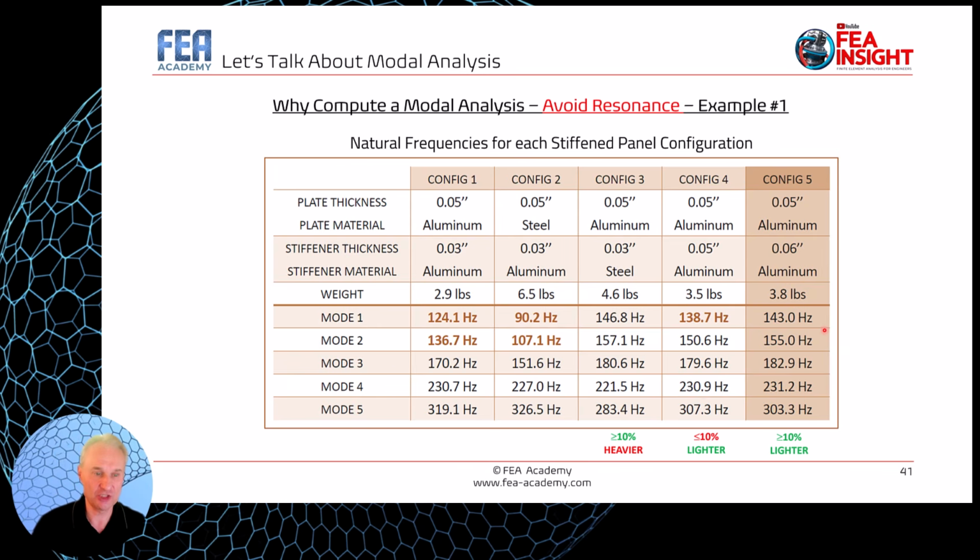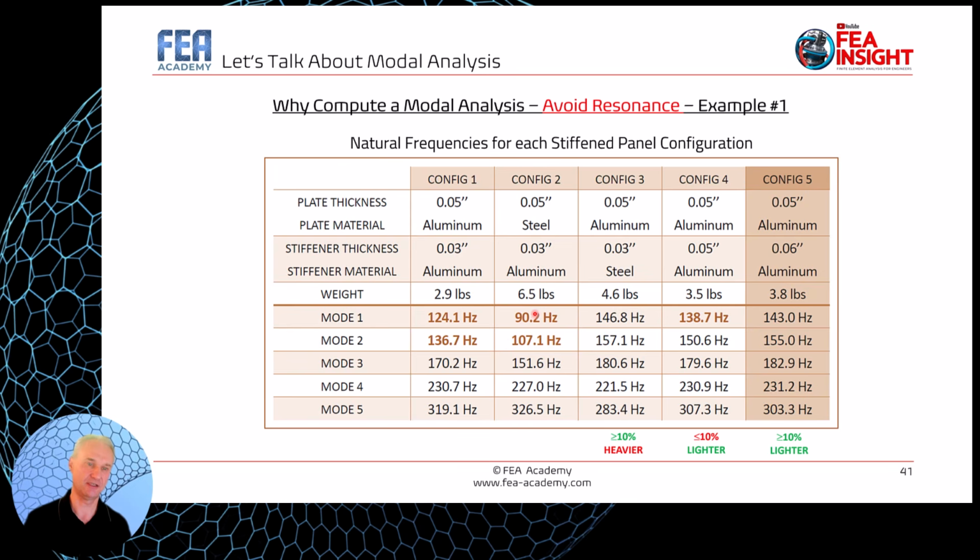Finally, configuration 5 is less than 4 points, and the first mode is 143 Hertz. It's above the 10% margin of safety. Okay, so it is the lightest solution with a good margin. So it is a good candidate. For sure, the first one is very light, but you see I am below 130. And the second one is also below 130.